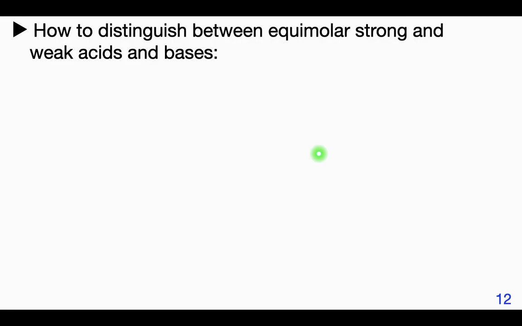How to distinguish between equimolar, strong, and weak acids and bases. Equimolar simply means that they have the same concentration. So the only differences between them is the nature of the acid or base itself, not the concentration.